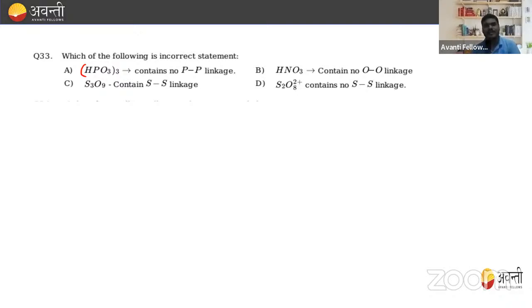So what is the correct answer? What did you tick? Option A, B, C, D. Okay.